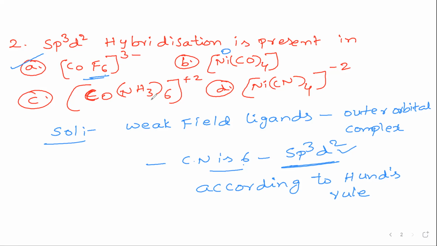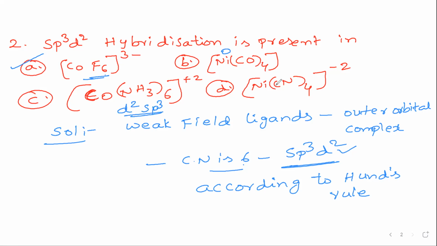Here also the coordination number is 6, but since ammonia is a strong field ligand, you can also see the coordination number of cobalt with ammonia is 6 here because 6 ligands are attached directly to cobalt. But still, since ammonia is a strong field ligand, it will form an inner orbital complex. When an inner orbital complex is formed, automatically it will go against Hund's rule. So definitely d2sp3.